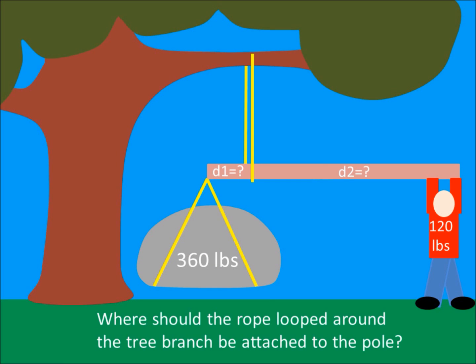And now, getting to the ultimate answer, where should the rope looped around the tree branch, our fulcrum, be attached to the pole? That is, what should distance 1 and distance 2 be on the 10-foot pole so that we get just enough mechanical advantage to lift the rock?